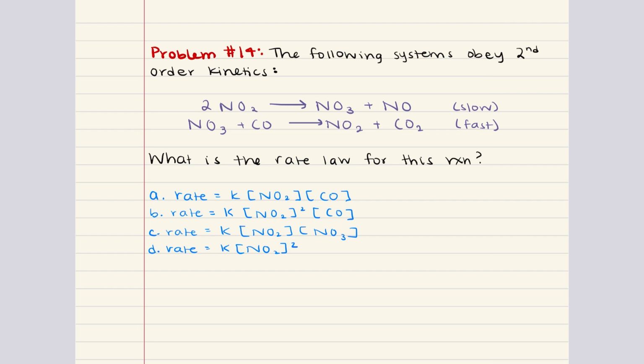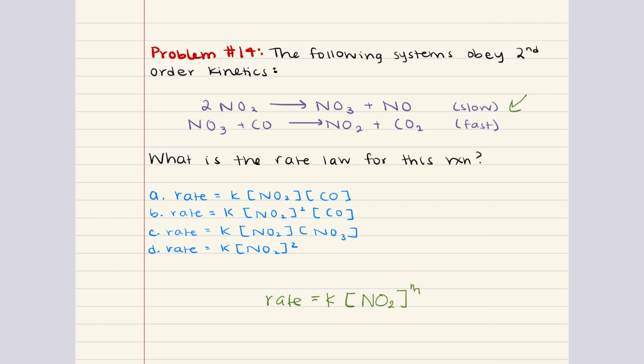Now, the rate law, we said, is based on the slow step. It's based on that slow rate determining step. So let's go ahead and begin to focus on the slow step. What do we have here? We have one reactant. And so that means if we were going to set up a rate law for this slow reaction, we would write that rate is equal to K multiplied by the concentration of nitrogen dioxide raised to some power.